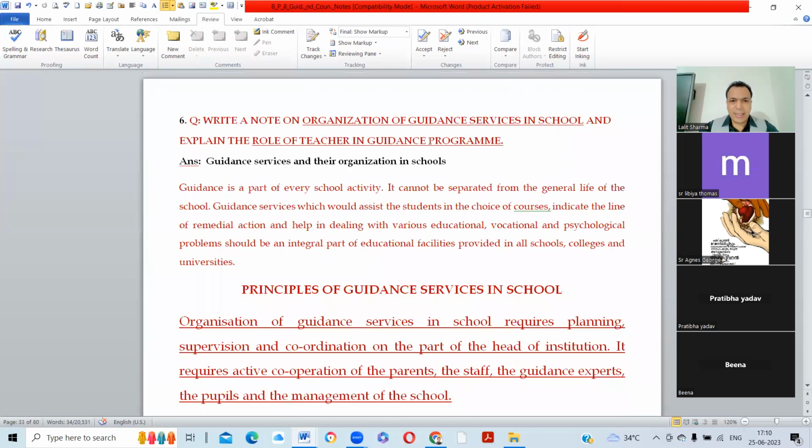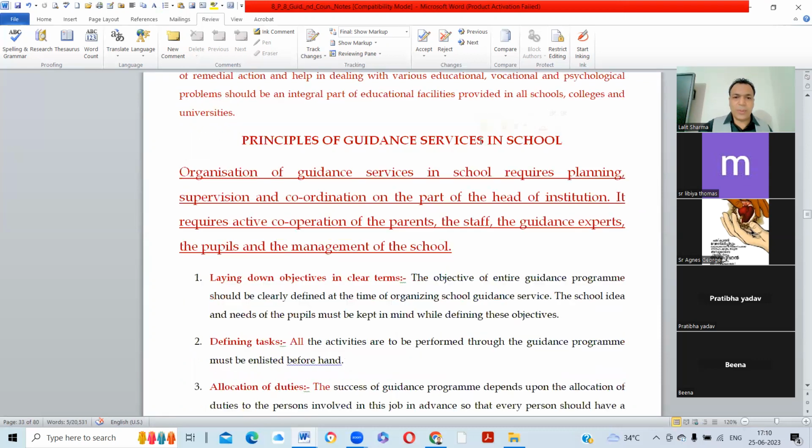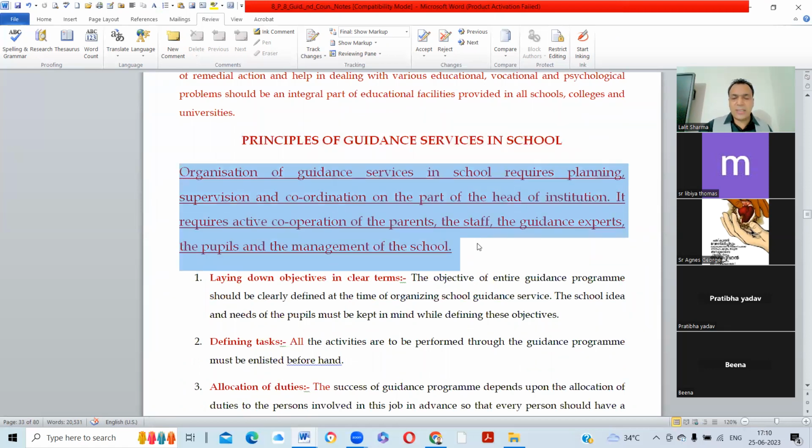Okay, next: write a note on the organizations of a guidance services in school and explain the role of a teacher in guidance program. So basically we have to talk about how the school organizes a guidance service in the school and what is the role of a teacher in guidance program. Organizations of a guidance services in school requires planning, supervision, coordination, the part of head of the institution. It requires active cooperations of the parents, staff, guidance experts, the pupils, and the management of the school, right? When we have to start any kind of a guidance services, we need the cooperations of every stakeholder, right?